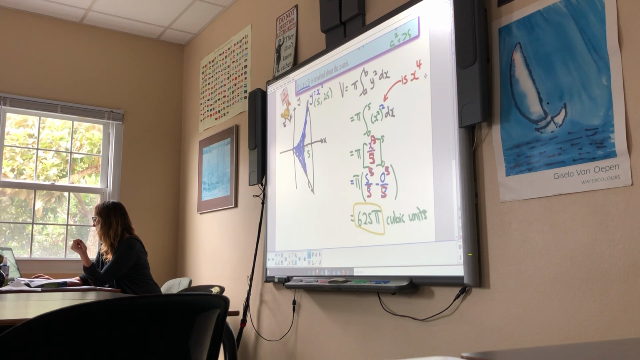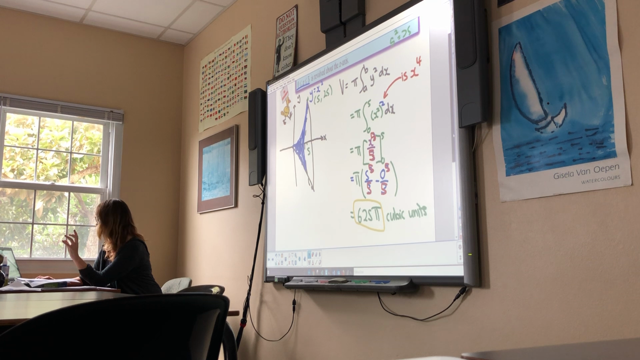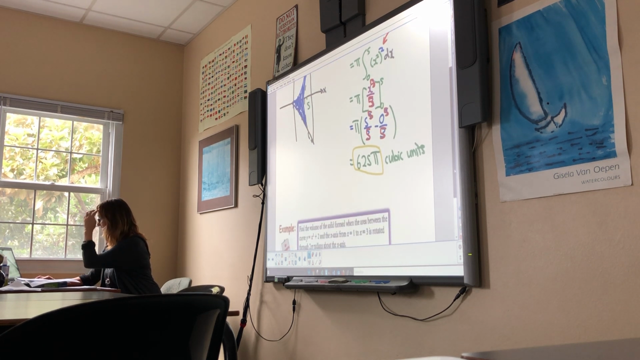Because there wasn't much space to rewrite this whole thing again, I thought I'd just write x4, and then we integrated x4. That's something I sometimes forget. I forget the fact that I've got to square the original function. I go straight into integrating. That's a thing I miss sometimes.